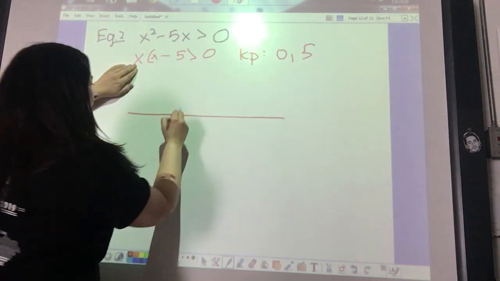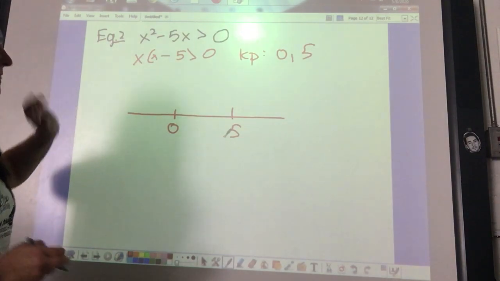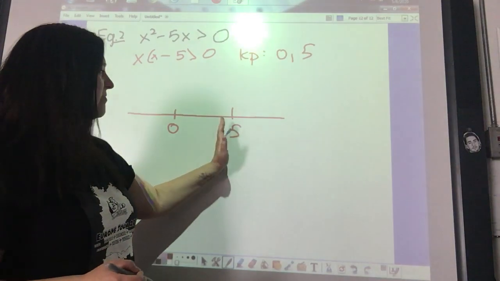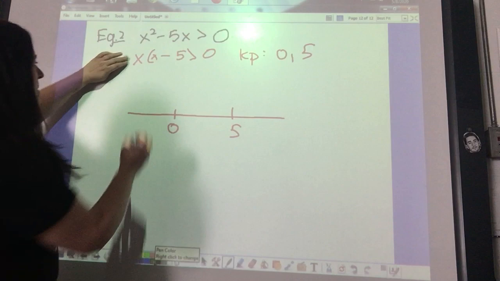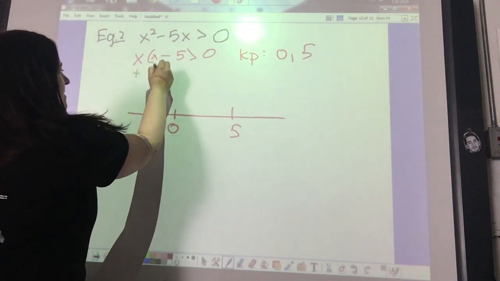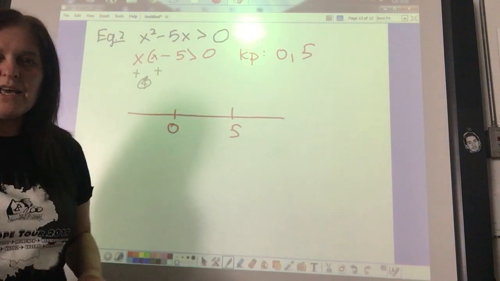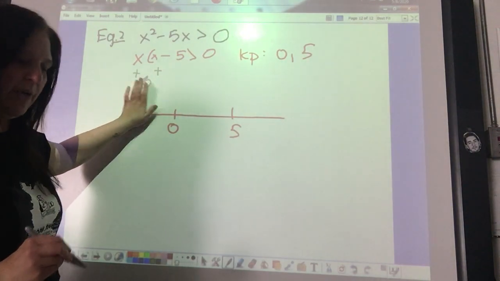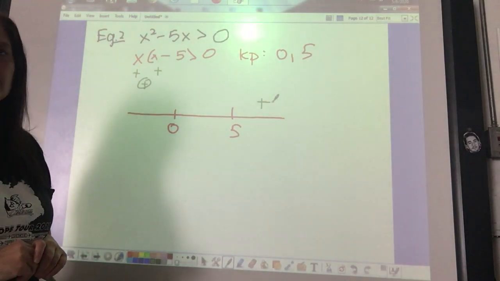Again, we go to our sign diagram. 0 comes before 5, so those are my 2 key points. Then I run a number through, any number larger than my largest key point. So any number greater than 5. I use a million because that's fun to say. A million by itself is positive. A million minus 5 is still positive. Positive times a positive gives me positive. I don't care what the actual number is. Sign diagrams just want to know, does it give a positive or negative value? So any number larger than 5 would make that inequality positive.